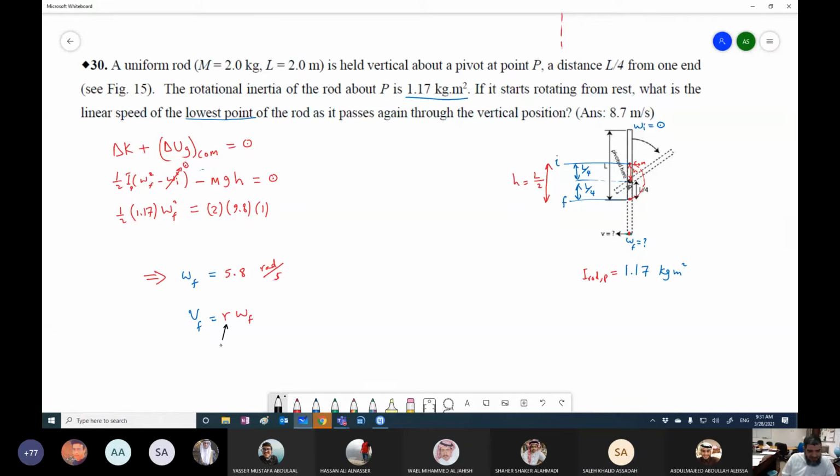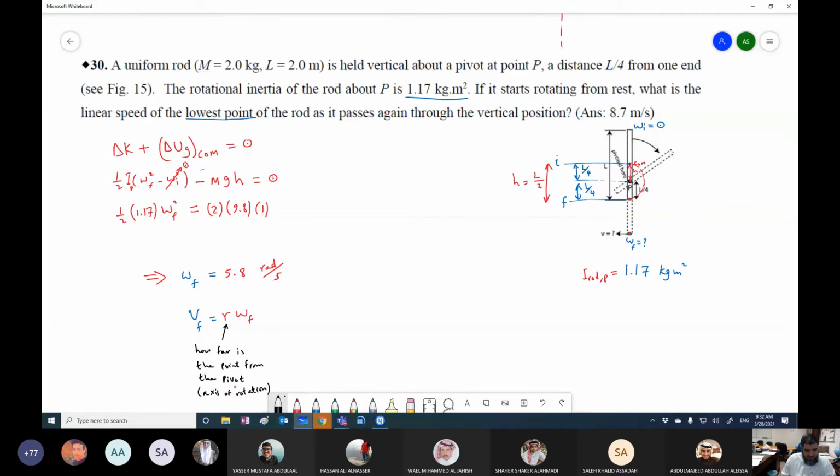It is the distance, or how far the point is from the pivot or the axis of rotation. In parentheses, axis of rotation.